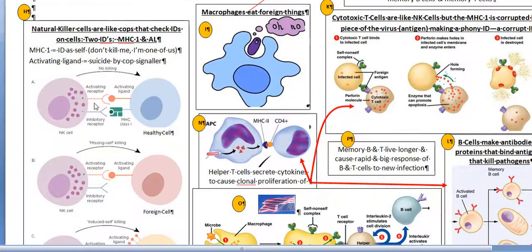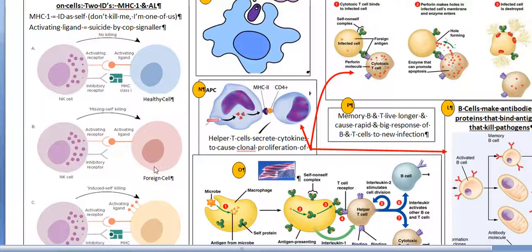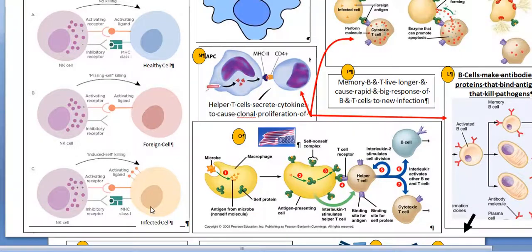All right, so here are three situations. You've got a healthy cell, a foreign cell, and an infected human cell. On a healthy cell, you have an even balance of major histocompatibility complex type 1, the self-ID, along with the activating ligand. When it's balanced, the natural killer cell, the cop, comes along and says, okay, you're good, I'll leave you alone. But a foreign cell is not going to have that major histocompatibility complex type 1 at all, so it says, okay, you're foreign, I'm going to kill you. It'll kill this cell.